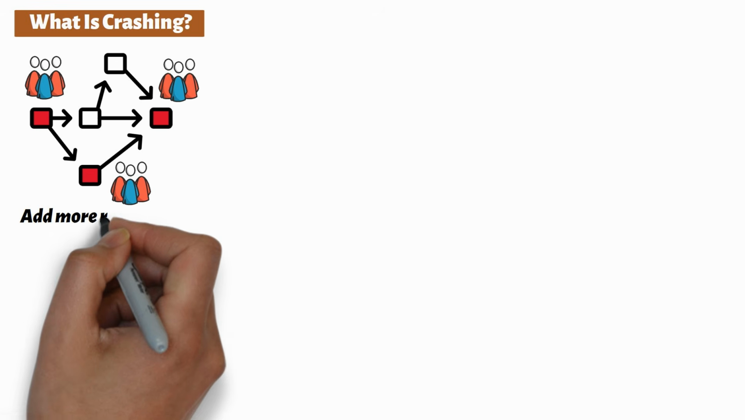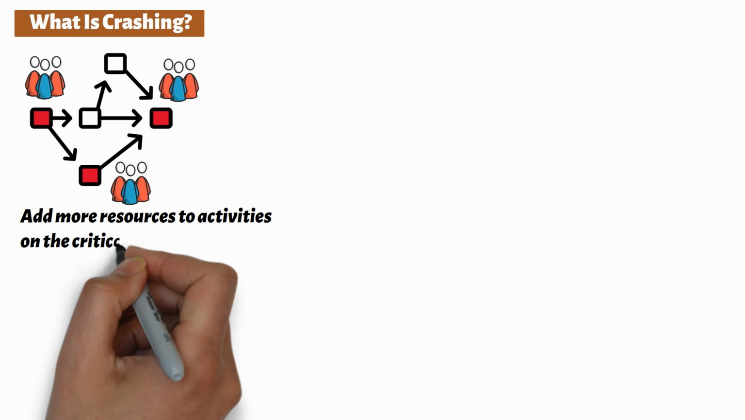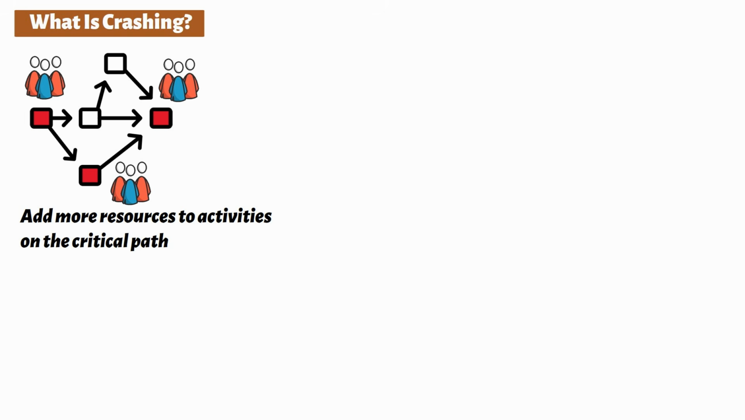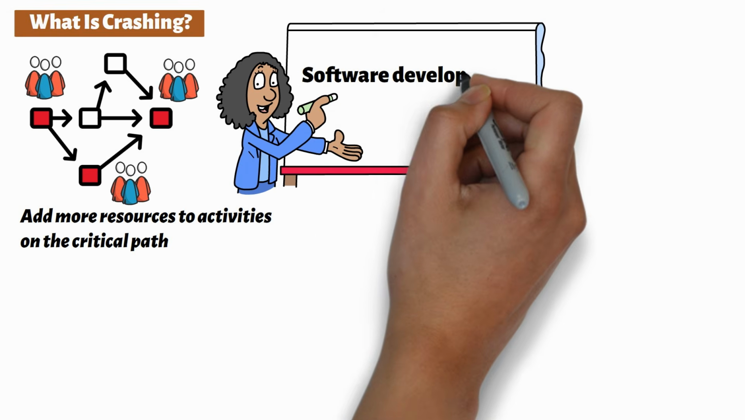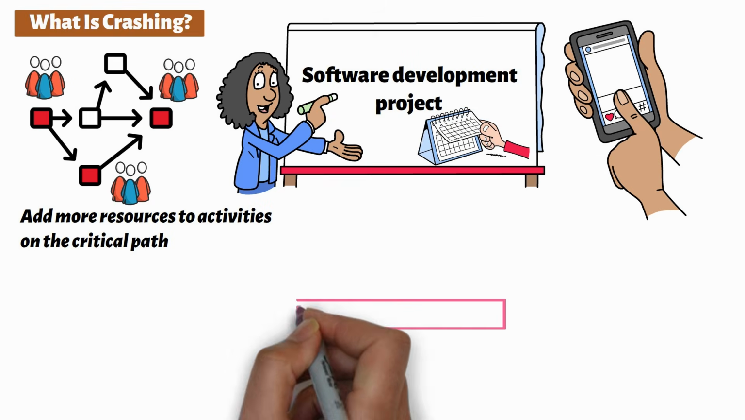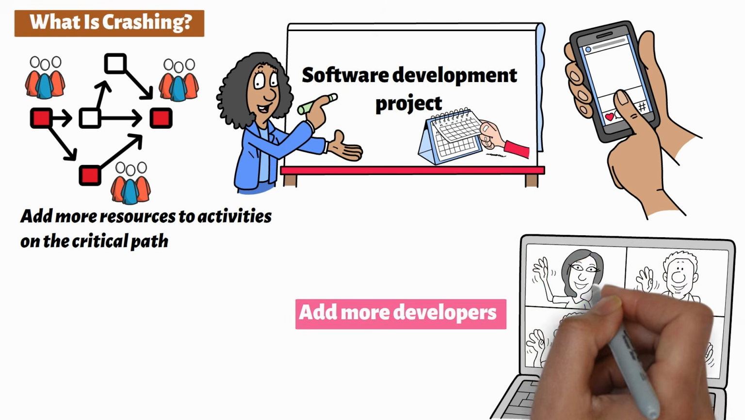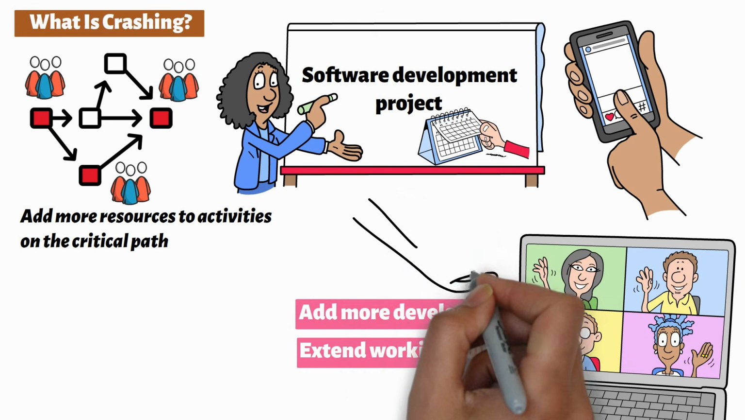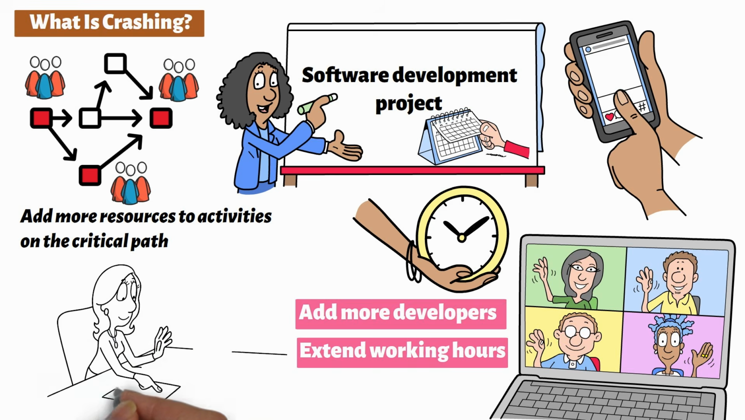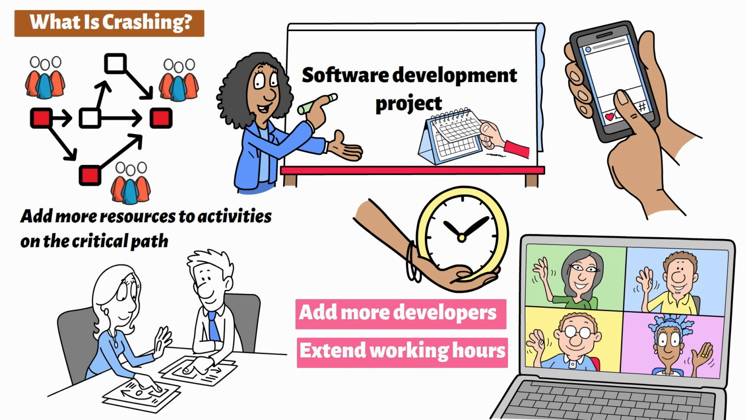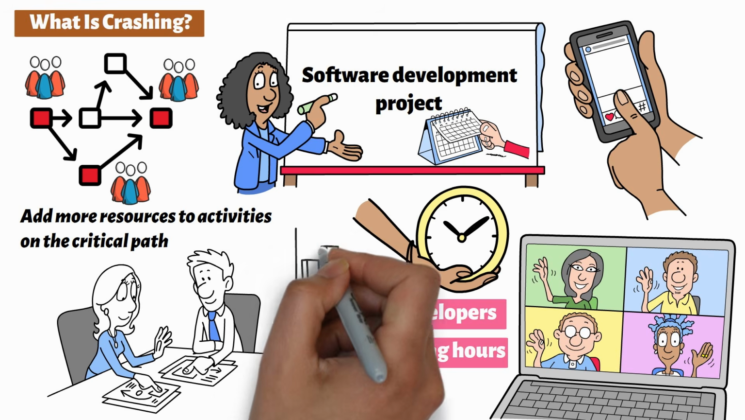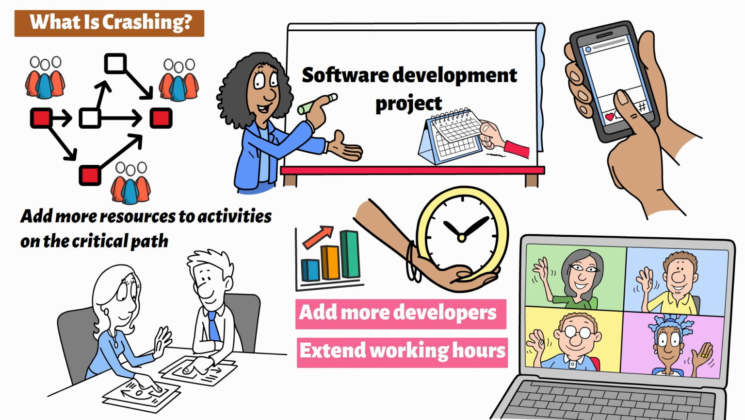Let's start with crashing. Crashing is when you add more resources to activities on the critical path to completing them faster. Think about a software development project. If a feature is taking too long to build, you might add more developers, extend working hours, or bring in additional support to accelerate the work. The work itself doesn't change. You're simply increasing the effort applied to finish it sooner.